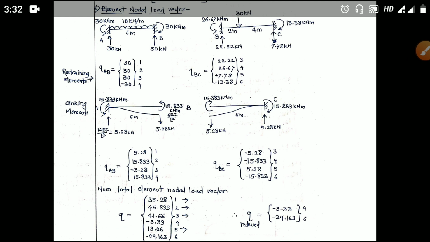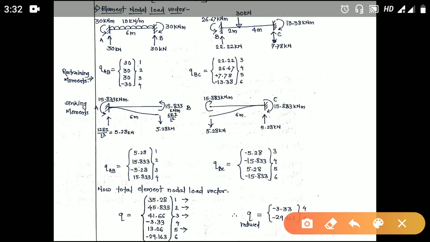Now the total element nodal load vector. It is the global combination of these four. First, you write down all the 6 degrees of freedom. This Q is global, so here it will have a total of 6 degrees of freedom. Q is a column vector matrix: a single column, and the rows are equal to the number of degrees of freedom.